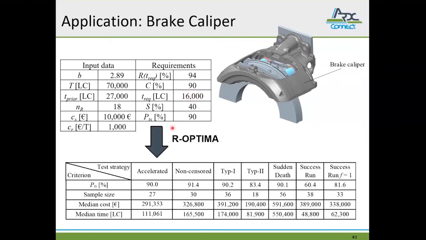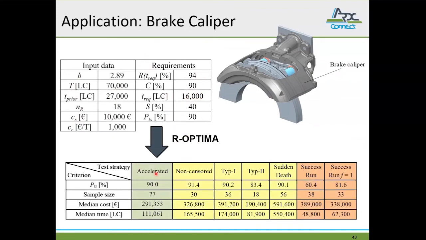We enter it into our Optima tool and find the optimal test strategies for all test types that we considered. And what we can see is that the best test strategy is, of course, the accelerated test. We can achieve the probability of test success that we wanted to have. We have a sample size of 27 and a cost which is, compared to the others, one of the lower costs. The same goes for the test time that we get.